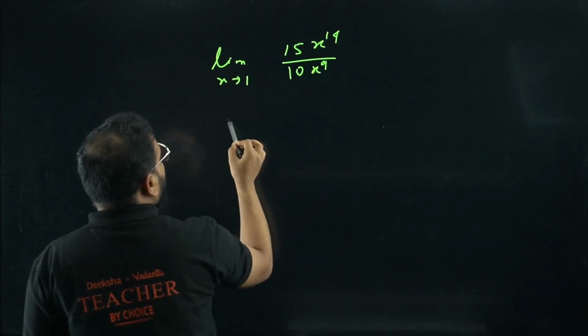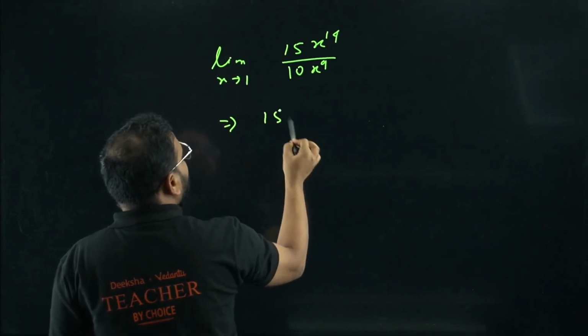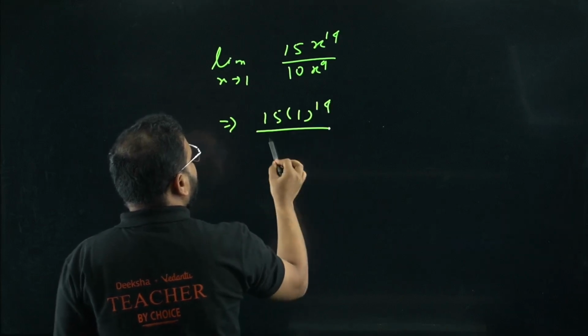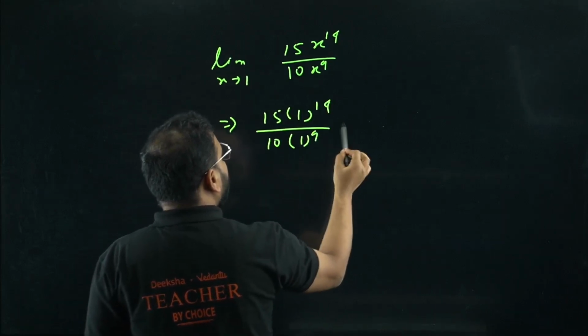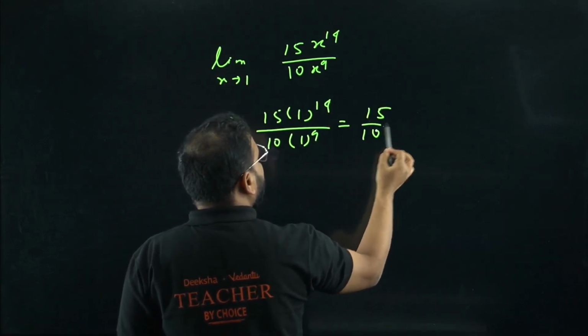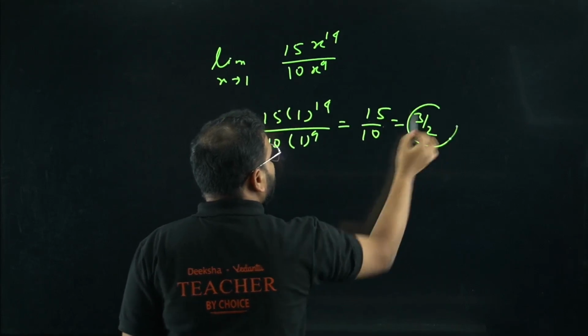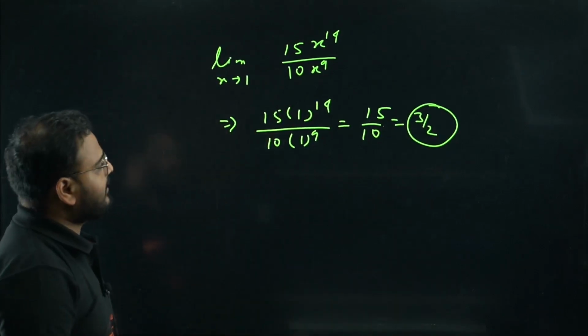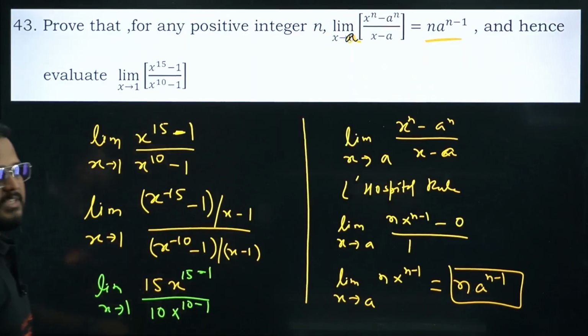Put the value of x now. What am I getting? 15 times 1 power 14 and 10 times 1 power 9. 15 by 10, so 3 by 2 is the value. 5 to the 10 and 5 to the 15. Please check. This is the answer.